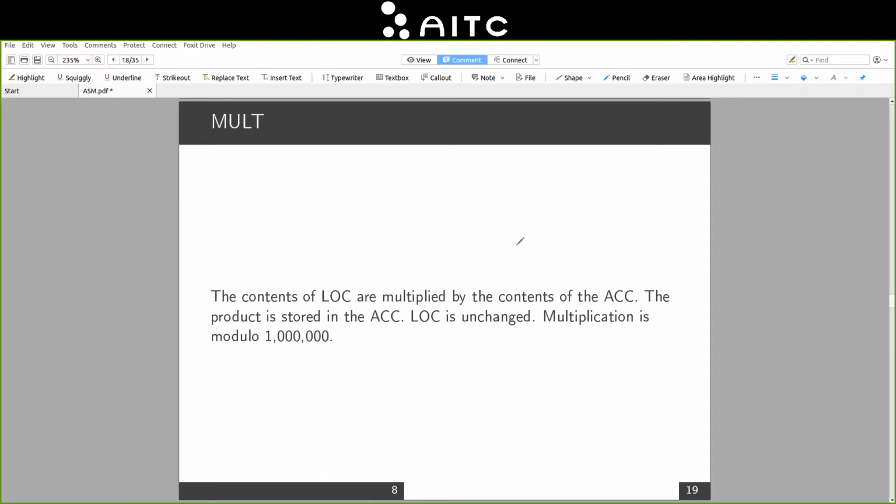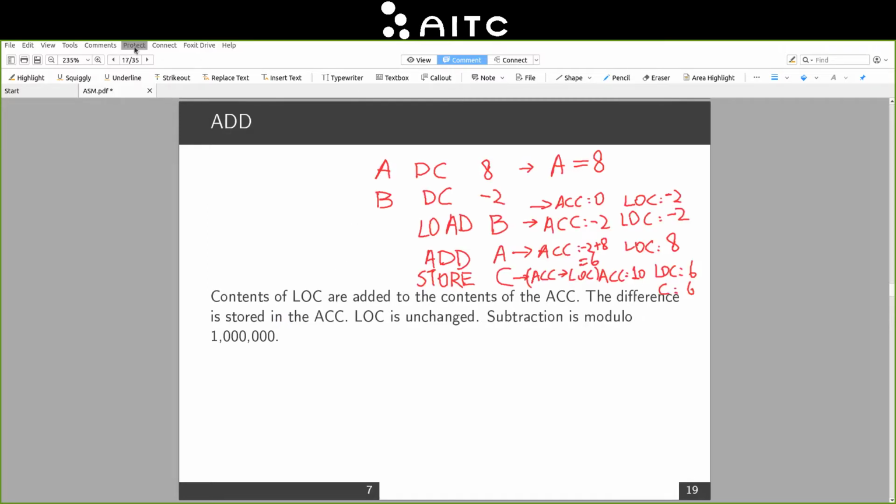MUL is very similar to ADD. The contents of LOC are multiplied by the contents of the ACC. The product is stored in the ACC. LOC is unchanged. Multiplication is modulo 1,000,000.